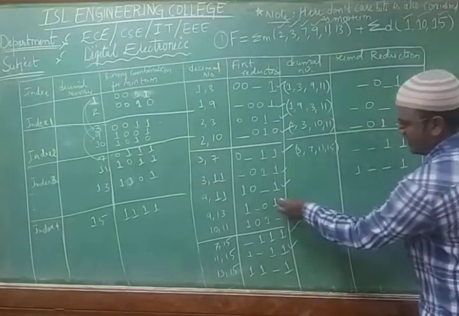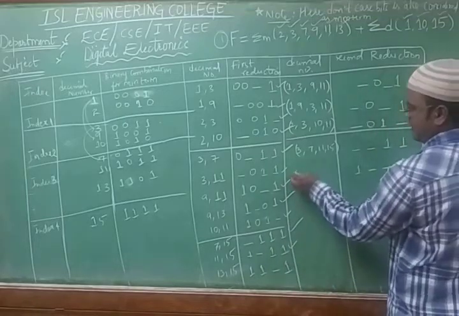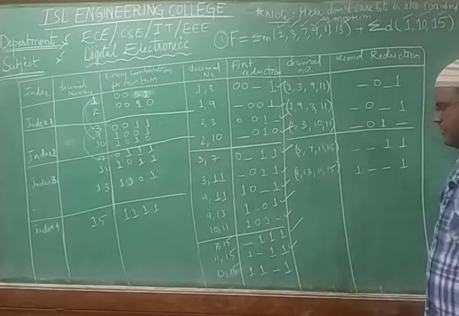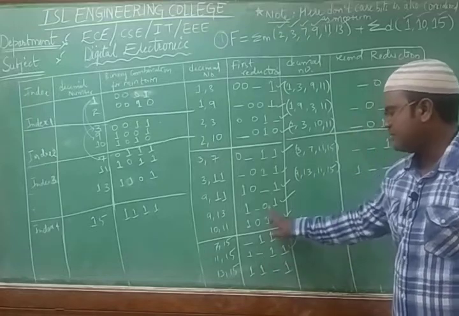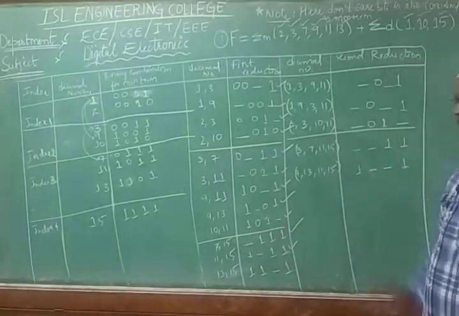What bit am I comparing? 9, 13 I am comparing with 11, 15. So 9, 13, 11, 15. What am I getting? 9, 13: 1 is there. Yes, here 1. Dash is there. Yes, 0 and 1, that means one more dash. Then 1 and 1, that is as it is.